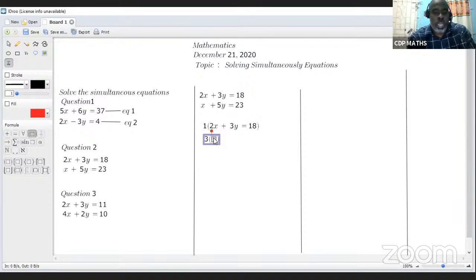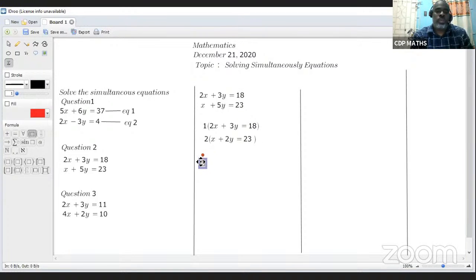And this would be x plus 5y equal to 23. And I'm supposed to put a 2 on the outside, right? All right, so the 1 outside suggests that we're going to multiply everything in the bracket by 1. The 2 on the outside suggests that we're going to multiply everything in the bracket by 2.